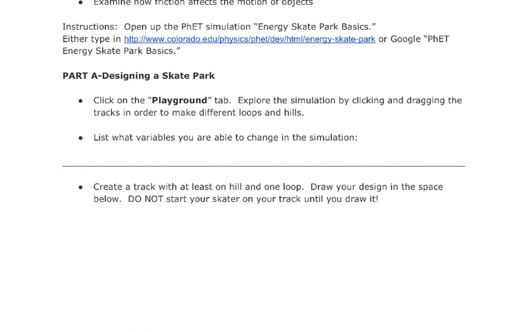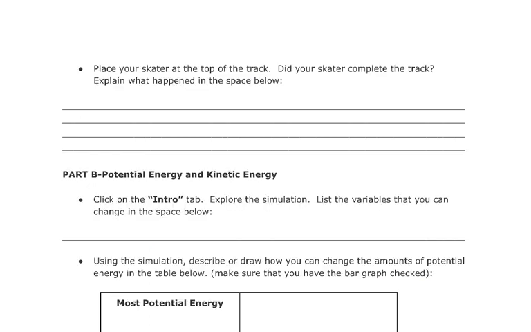The lab asked you to look at several things. First, they wanted you to have a track with at least one hill and one loop. So something really basic could have looked like that. You draw it out, and then you were supposed to start your skater on the track. It says here to place the skater at the top of the track. Then it says, did it complete it or not? Your situation is going to be a little bit different depending on what your coaster looked like. They may have made it, they may not have made it.